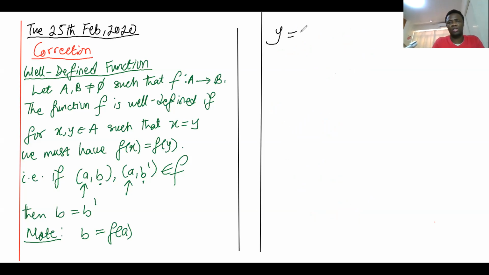Y equals x squared is a function. What I meant to say, what I thought I was talking about is y squared equals x. That is not a function. Okay, this is a function. This is not a function. And we will see now. Y equals x squared is a function.